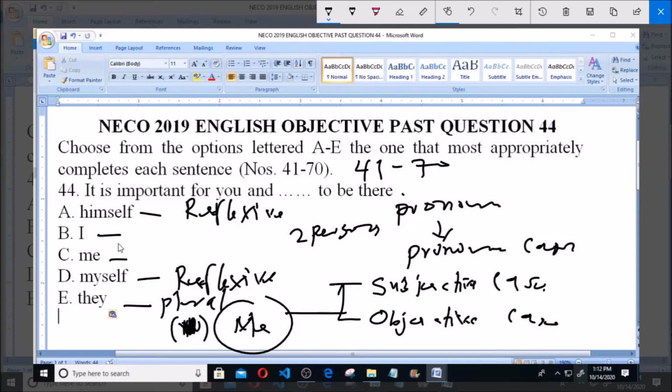Then option B, now it is important for you and I to be here. So I is a subjective form of pronoun. So you can rewrite this statement as: it is important for I and you to be there. It is important for you and I to be there. So B is the correct option.